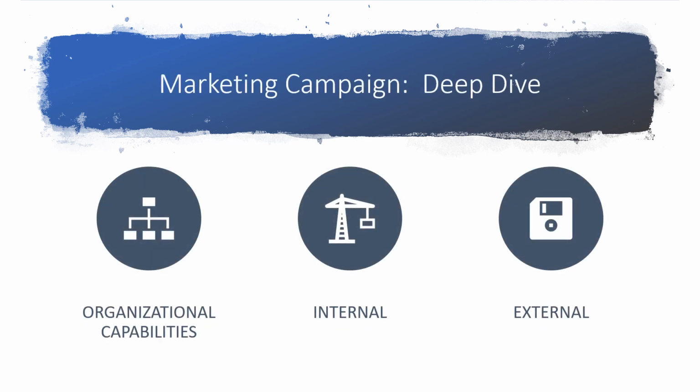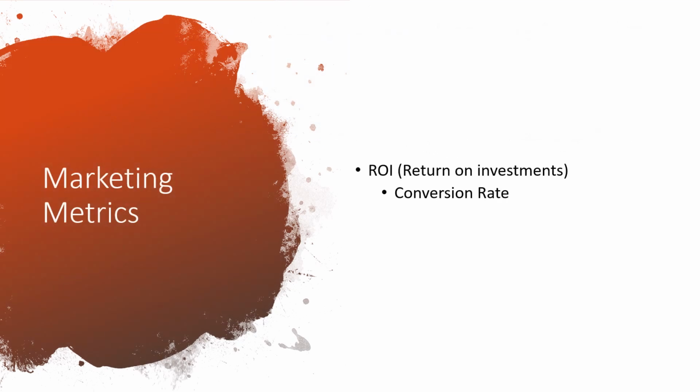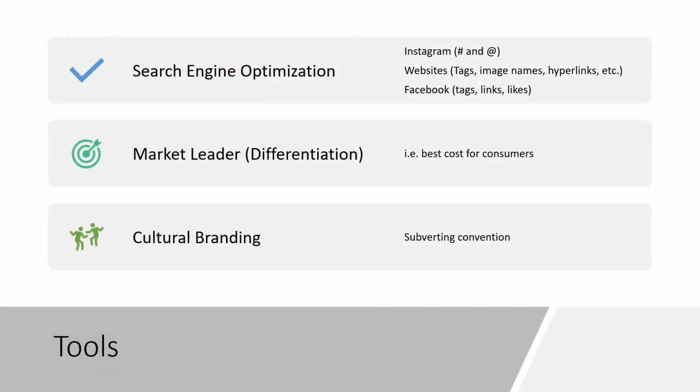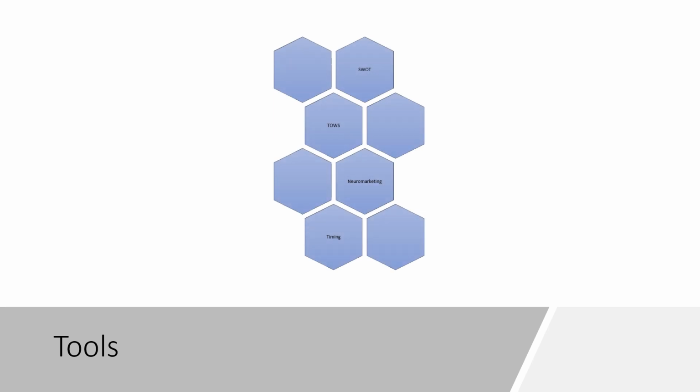If you do a deep dive into the marketing campaign, what you really want to look at when you're doing an analysis is to see the organizational capabilities. What can your company do? Do an internal analysis, which is strengths and weaknesses of the company. And then the external analysis is opportunities, threats. And that's tied into your SWOT, your TOES. SWOT is strengths, weaknesses, opportunities, and threats. TOES is threats, opportunities, weaknesses, and strengths.